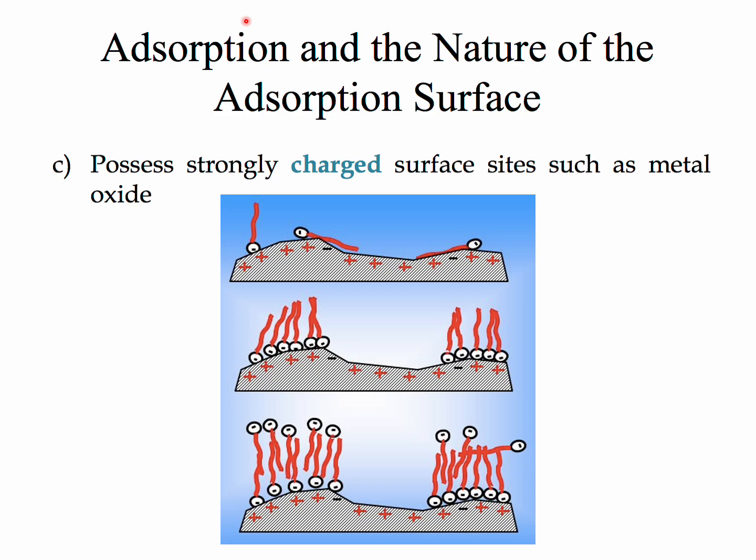When a surfactant approaches a charged surface, the head group of the surfactant is attracted to the surface through electrostatic force. As a result, adsorption becomes much more significant. If you observe the diagram, you can see how the molecules arrange themselves on the surface.